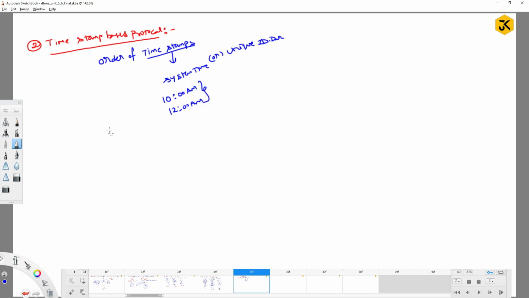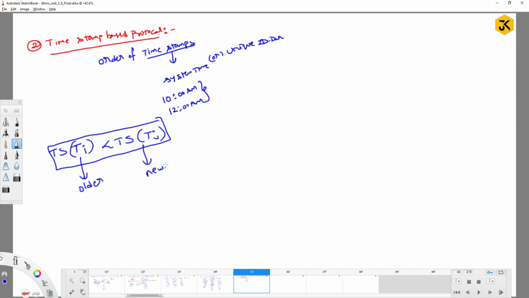If I am saying that the timestamp of transaction Ti is something like this, and I write some relation with the timestamp of Tj, what is the meaning of this? Ti is the older transaction, and Tj is the newer transaction. If the timestamp of Ti is 10 a.m. and the timestamp of Tj is 11 a.m., which one is born earlier? Ti is born earlier, so I can call them simply older and newer.